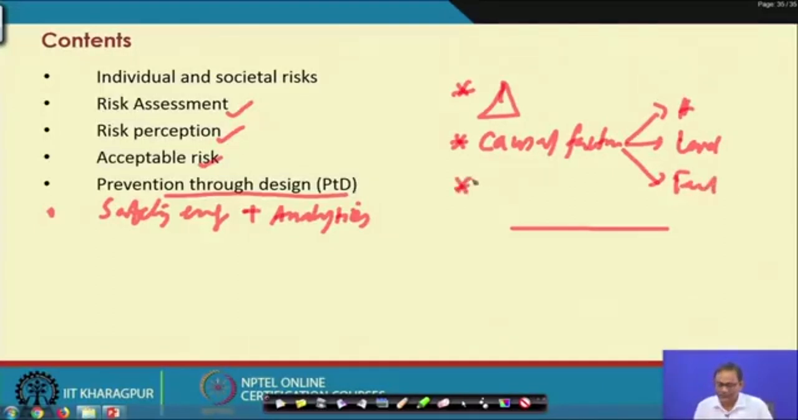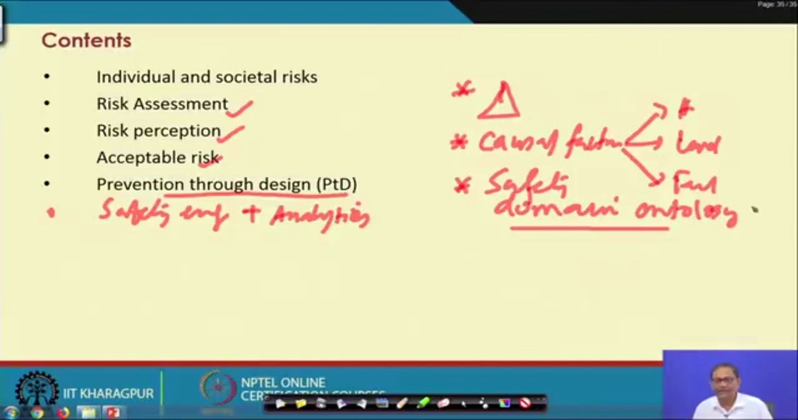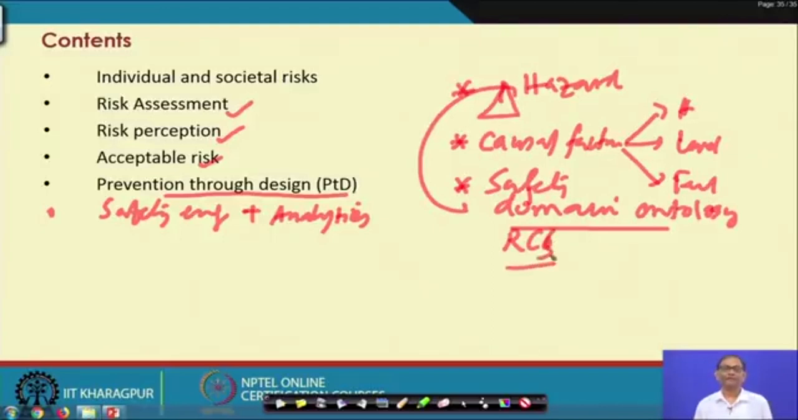And I also talked about safety domain ontology, with reference to working at height, and there we related this accident triangle, hazard triangle. We will use the word hazard triangle, not accident triangle. And then under this I also talked about the risk control system, RCS, and hazard actuation, hazard perceptions, all those things you know.